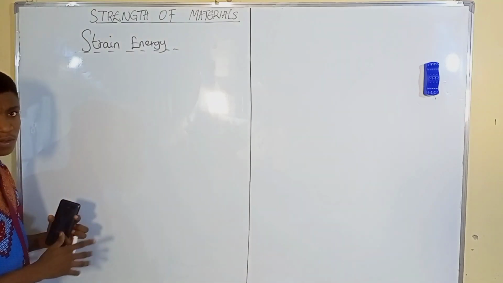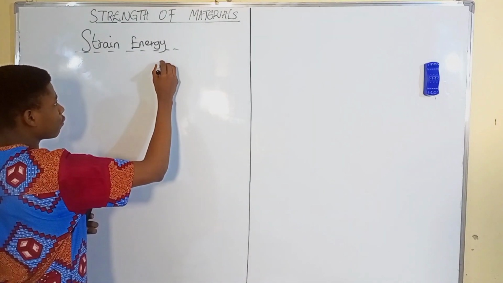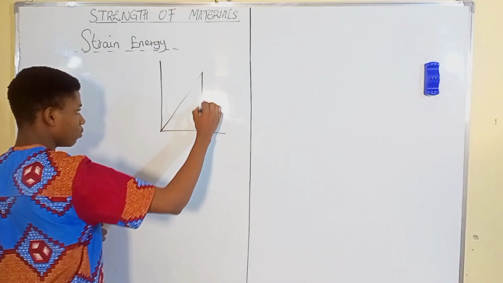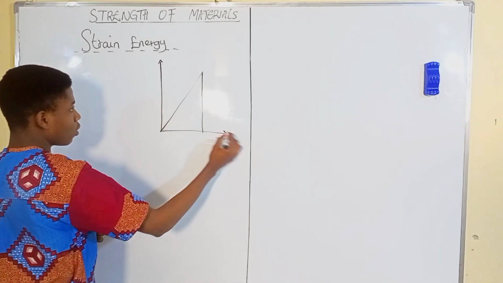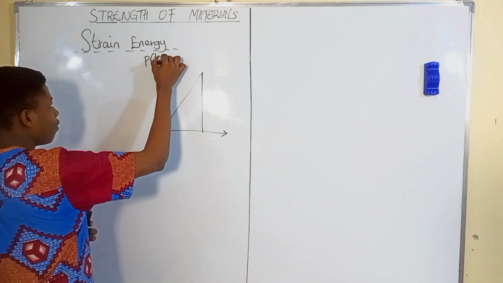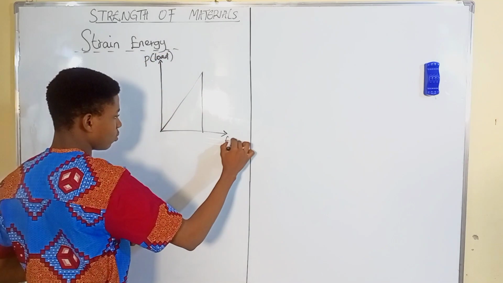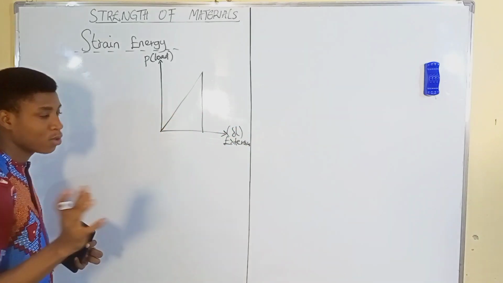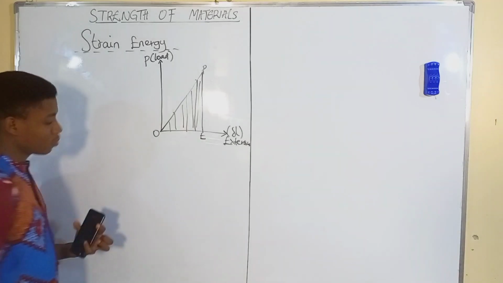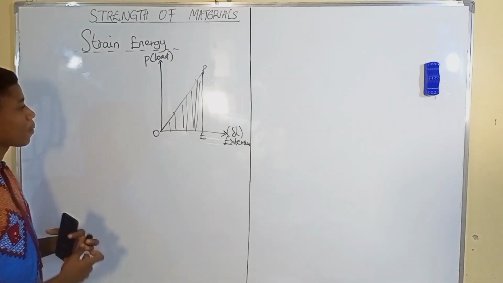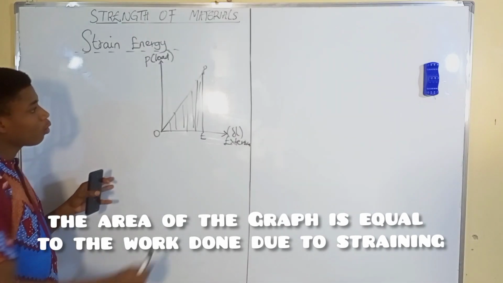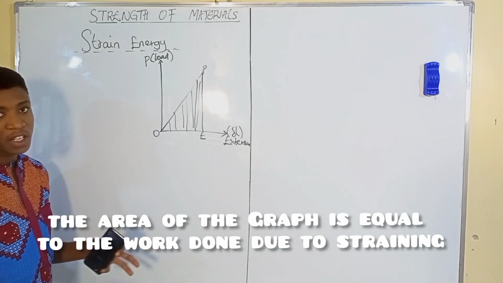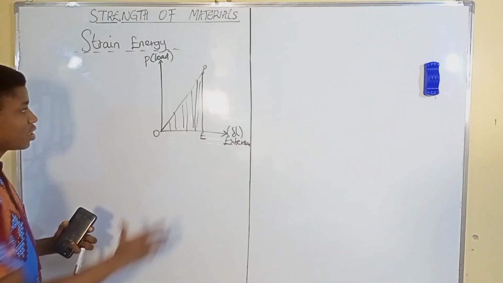Now, this is gotten by plotting a straight line graph, where we have the load versus the extension. This symbol is from our last video. Now it is very simple. The area of this graph is going to be the work done due to straining, or the energy due to straining. So this is a right angle triangle.